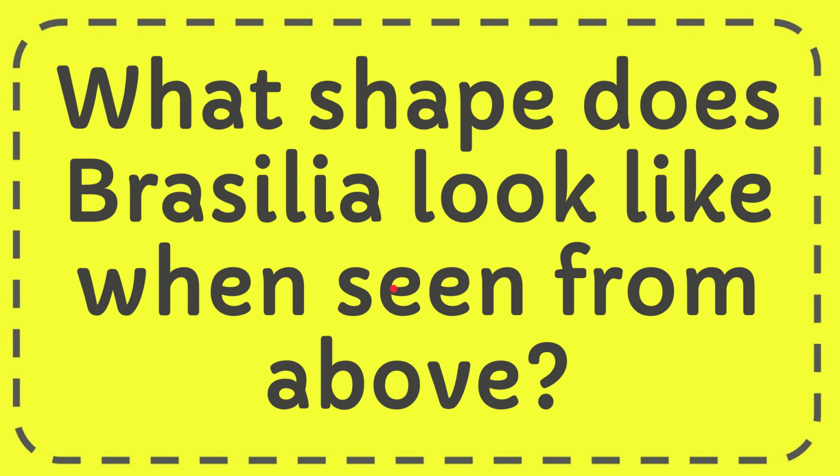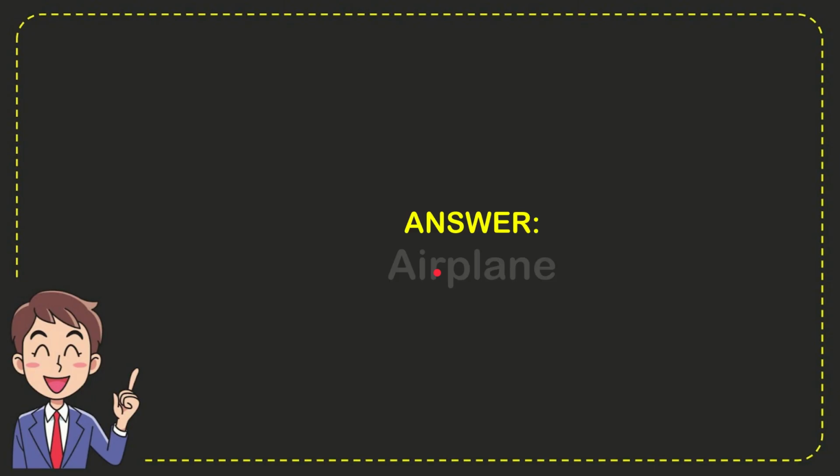In this video, I'm going to give you the answer for this question. The question is, what shape does Brasilia look like when seen from above? Well, I'll give you the answer for this question, and the correct answer for the question is airplane. So that is the answer for the question, airplane.